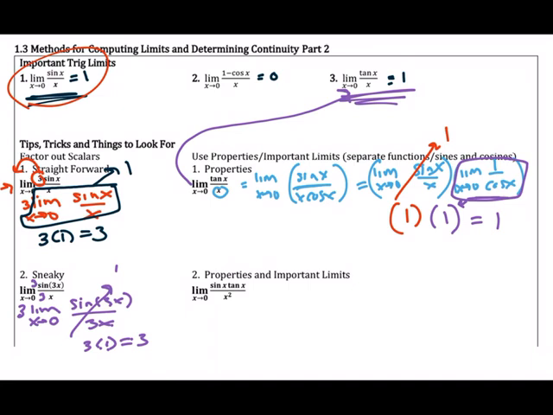Why don't you pause the video and see if you can work through number 2. Try manipulating sine or tangent in a way that might help you use one of these 3 properties up here to get to the answer. And then unpause the video and see how you did.